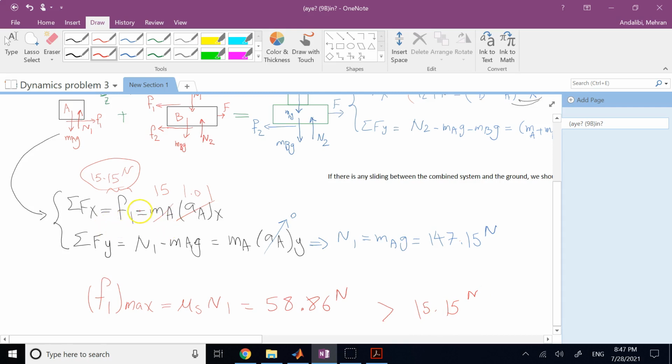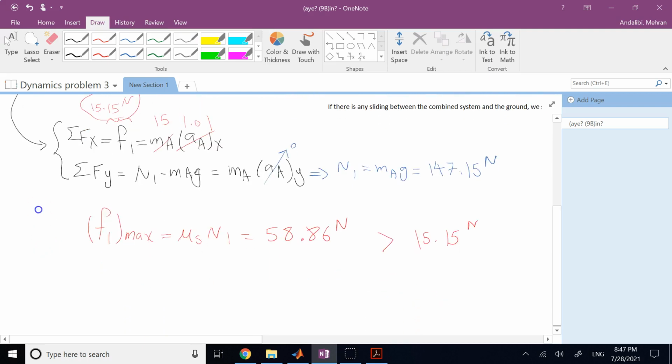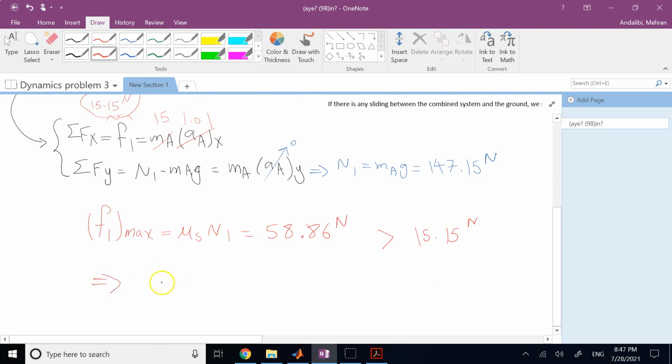The two blocks can stick together, can stay together, because the friction that I need for it to happen is well below the capacity of the friction of the surfaces. Okay, so for this reason, it means that block A and B can move together without sliding.